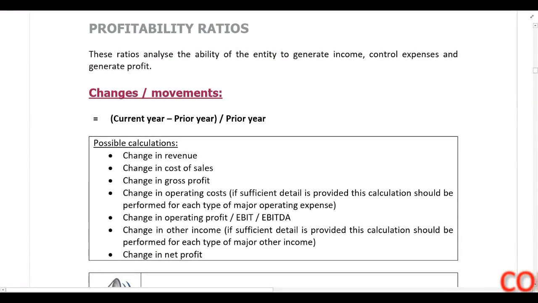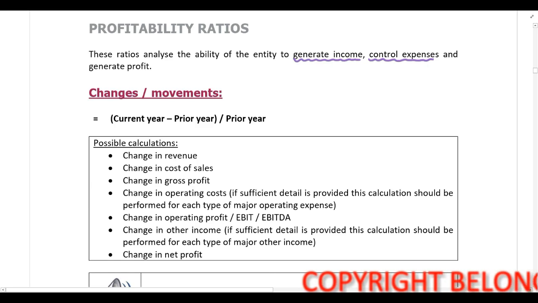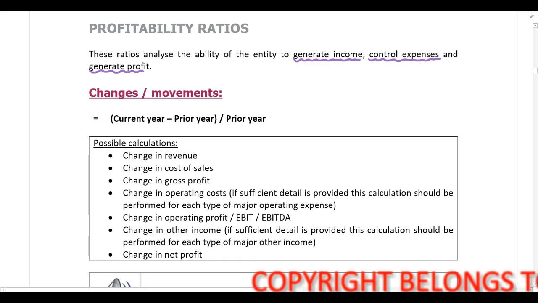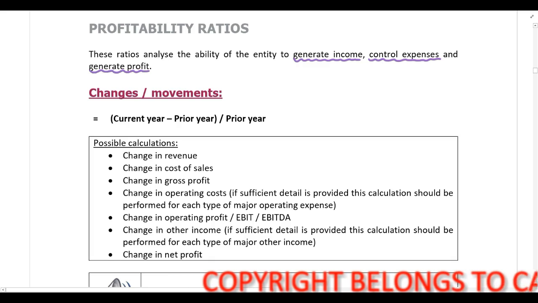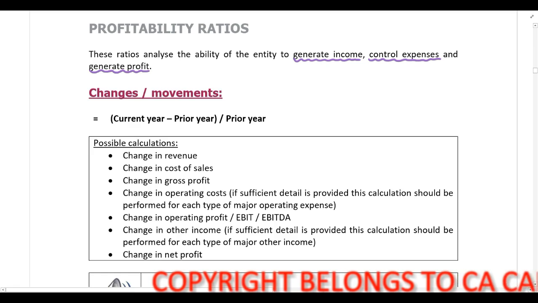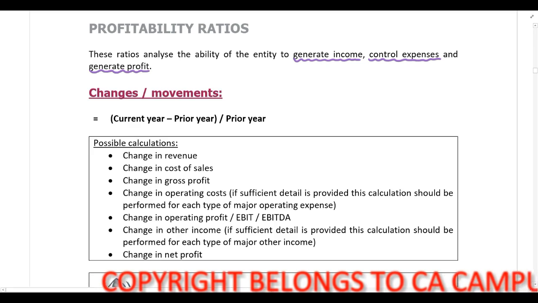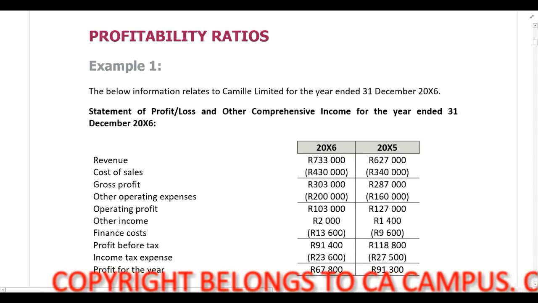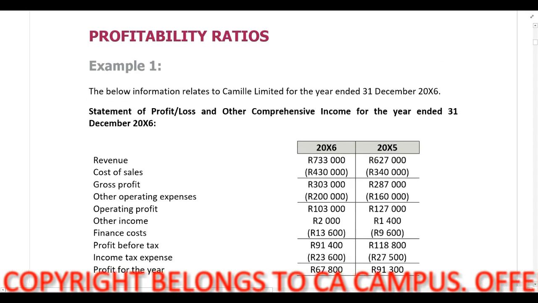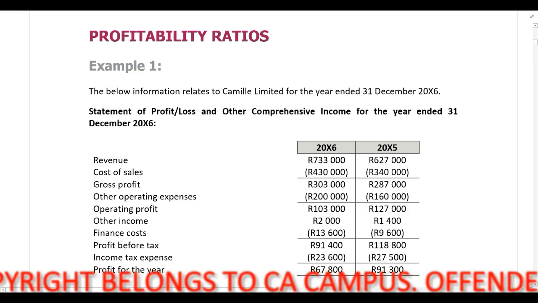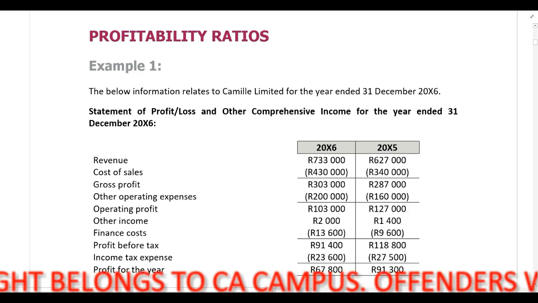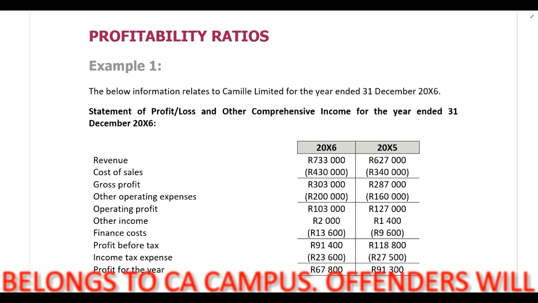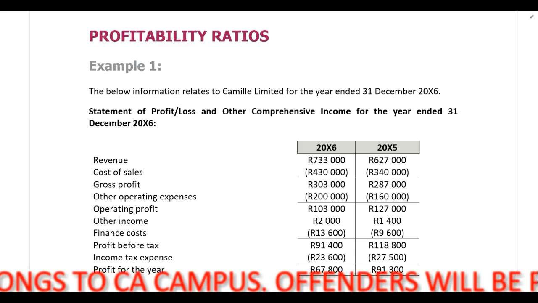Let's start with the profitability ratios. These ratios analyze the ability of the entity to generate income, control expenses, and generate profit. All right, guys, now I'm not just going to read through all of the ratio calculations with you. I want you to jump to lecture example 1. And we are going to work through this lecture example, and whilst working through it, I'm going to show you how to apply all of the information provided in the lecture notes.